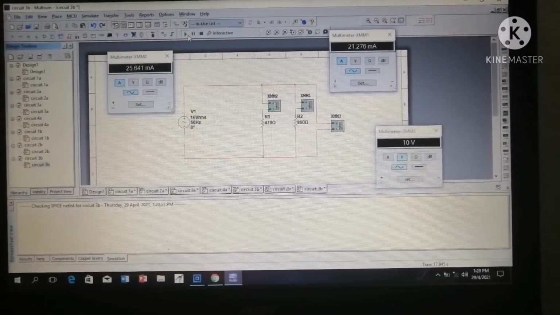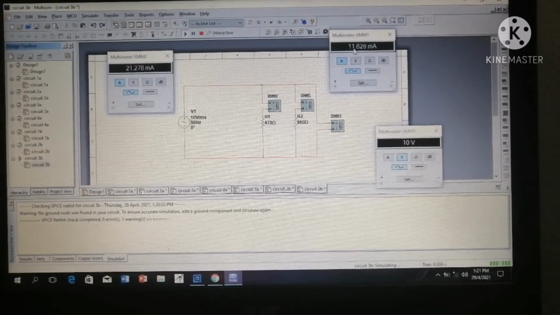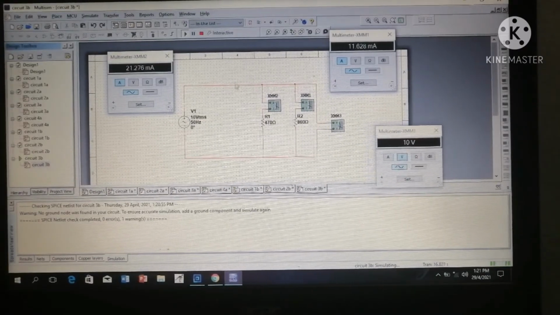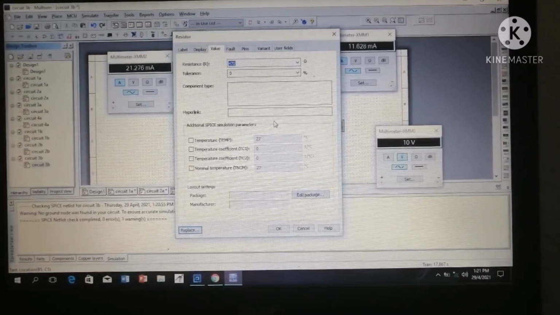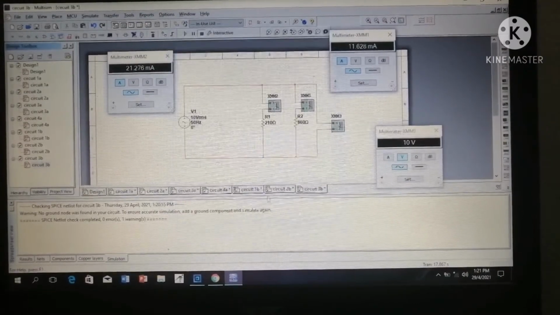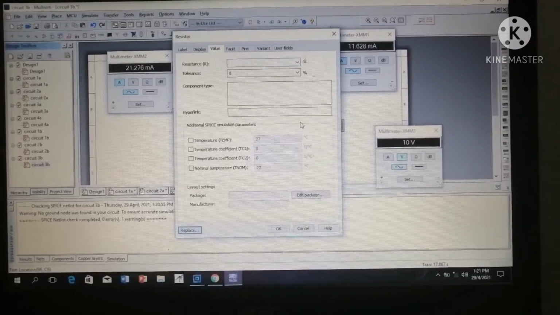Run the simulation back, and the first multimeter gives 21.276 milliampere for the current, the second multimeter gives 11.628 milliampere, and for the voltage, the third multimeter gives 10 volt. Stop the simulation and change R1 to 210. R2 also change to 890.